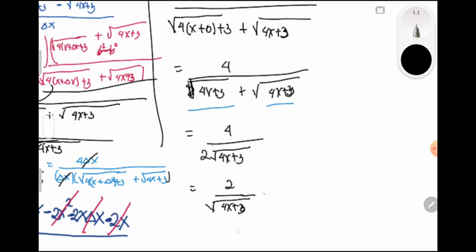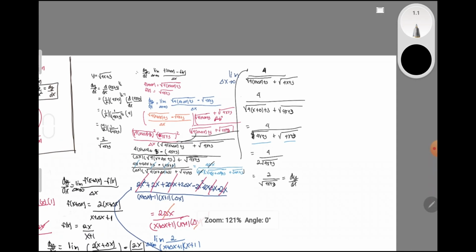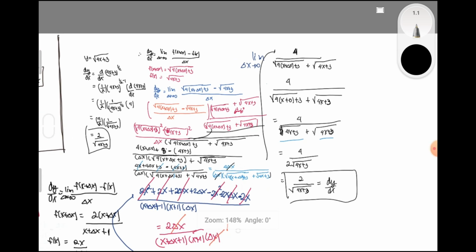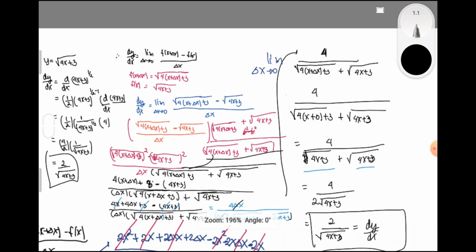Okay, so this will be our dy over dx. Notice that it is similar to the result we got by applying our rule of differentiation. Okay, so that would be our examples.